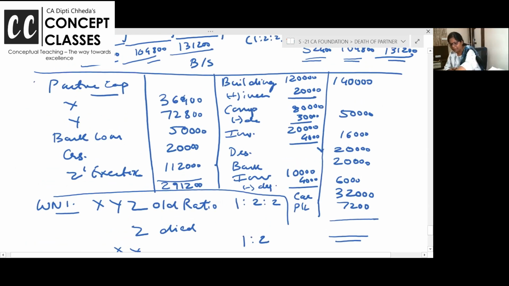Total once again. Check your balance sheet. Have you written all the figures? 140 plus 50 plus 16 plus 20 plus 20, 6,000, 32,000, 7,000, 291,200. Sure.